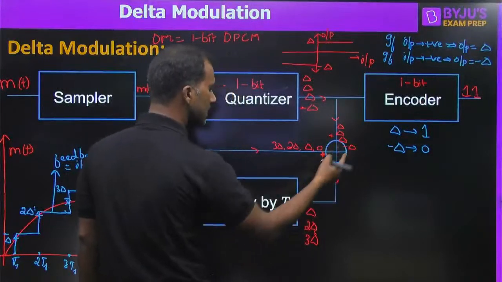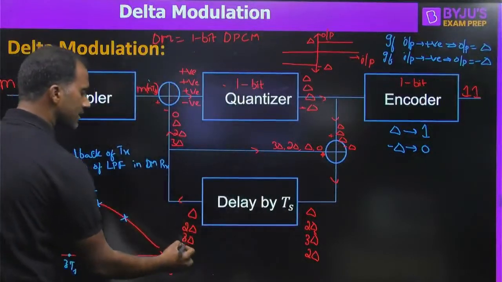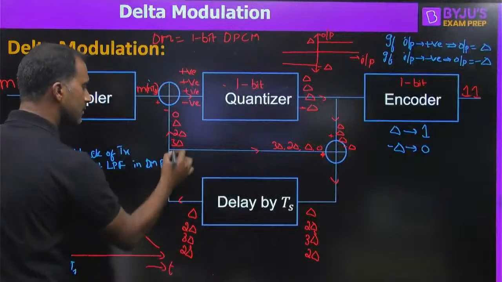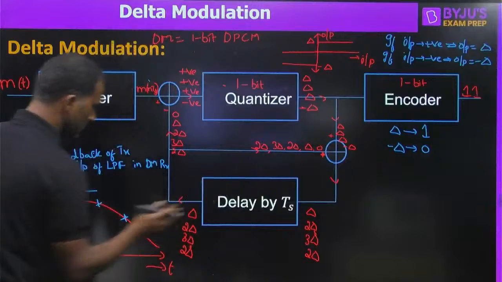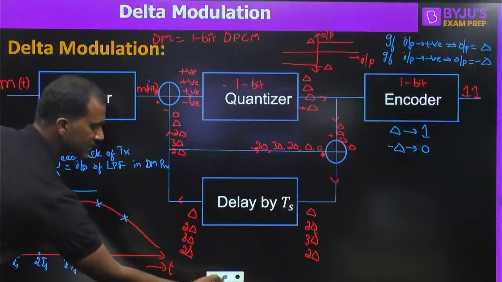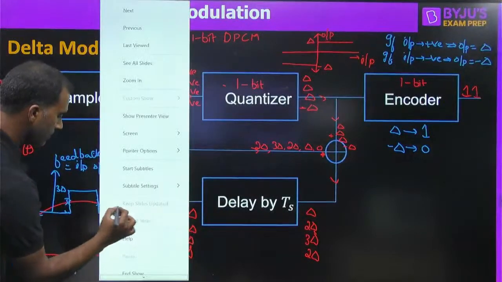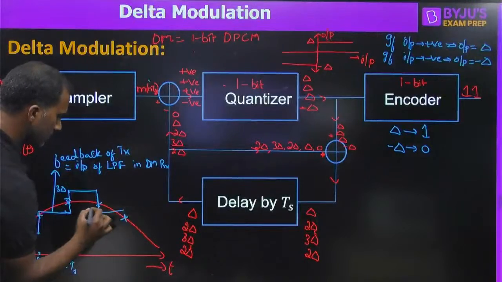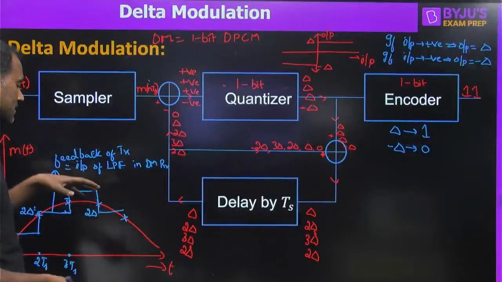Okay, so minus delta plus 3 delta will become 2 delta, and 2 delta comes here after Ts seconds, and the same 2 delta goes here, and it goes here as well. So the feedback signal is 2 delta. Let me plot the feedback signal. This is 2 delta.